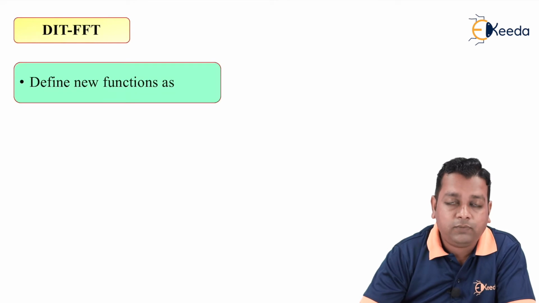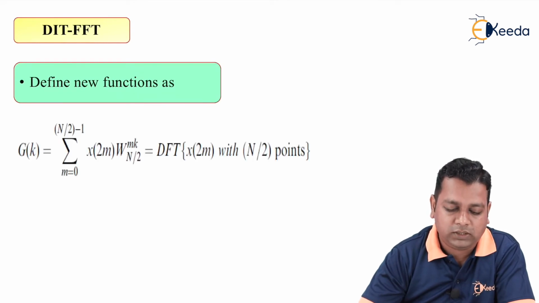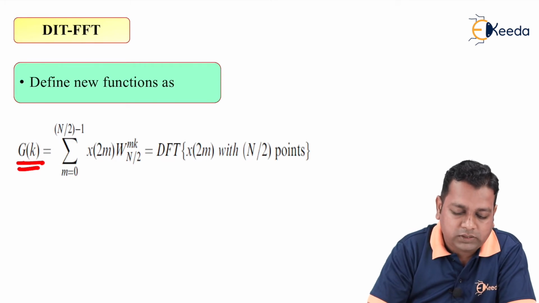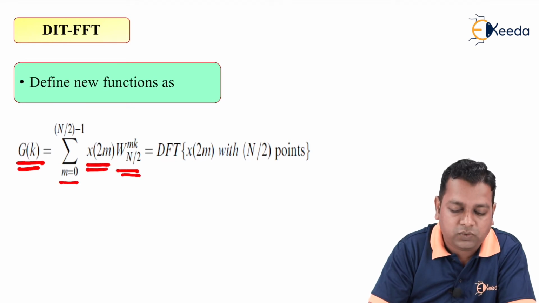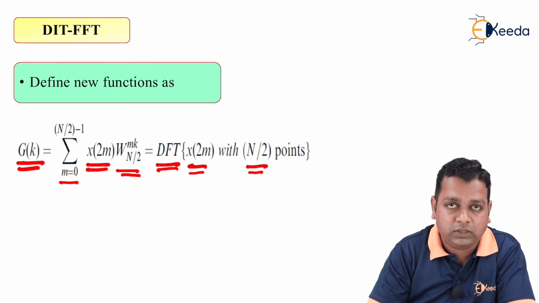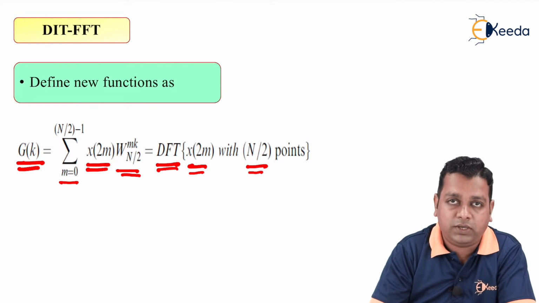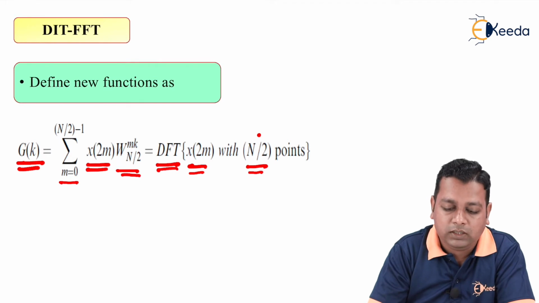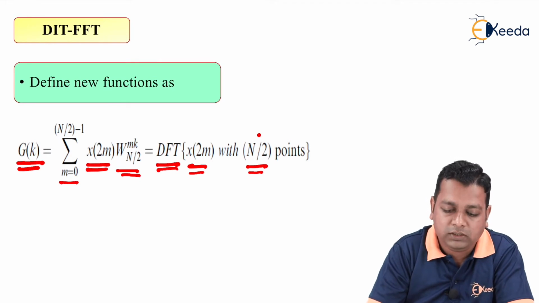Next, if we define a new function capital G of k equal to the summation m equal to 0 to N by 2 minus 1 over x of 2m into this twiddle factor, this is nothing but the DFT of x of 2m with capital N by 2 points. So we have split the points in half. If it is an 8-point DFT, this will be a 4-point DFT. If the complete one is a 16-point DFT, this will be an 8-point DFT.